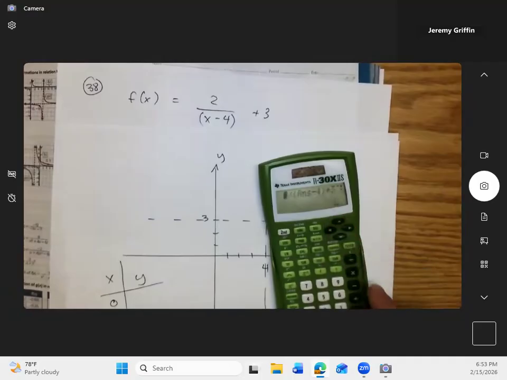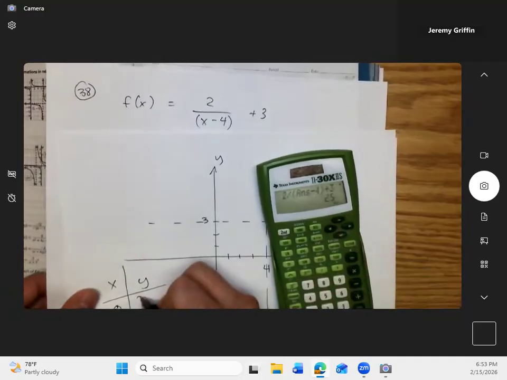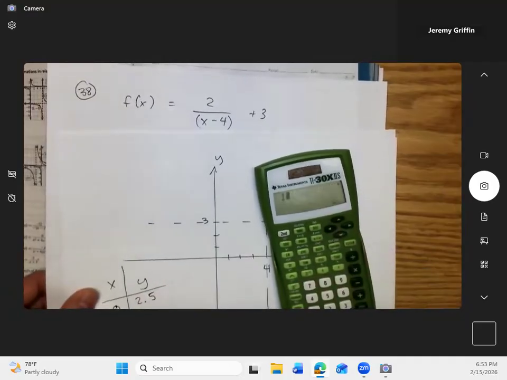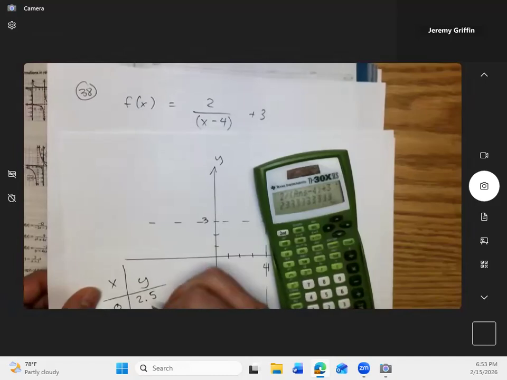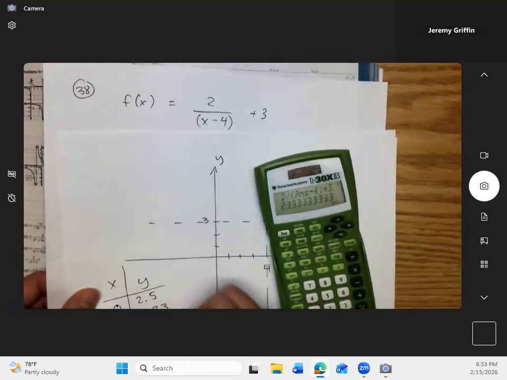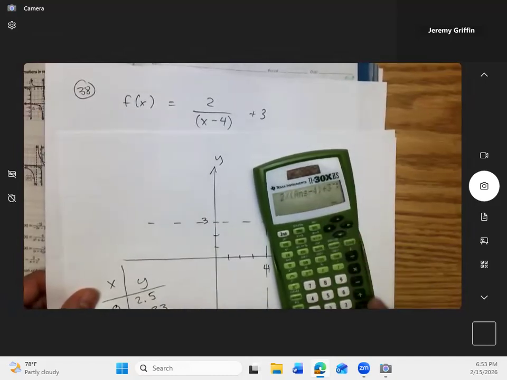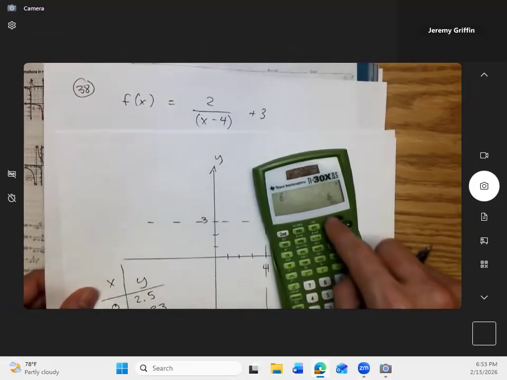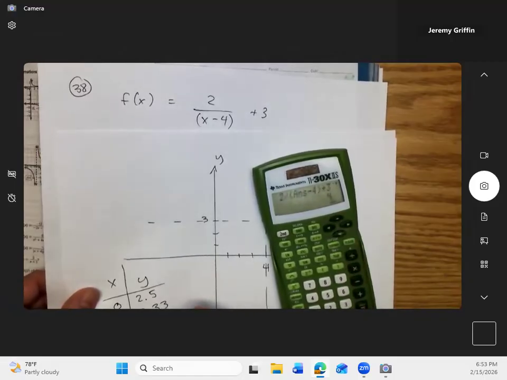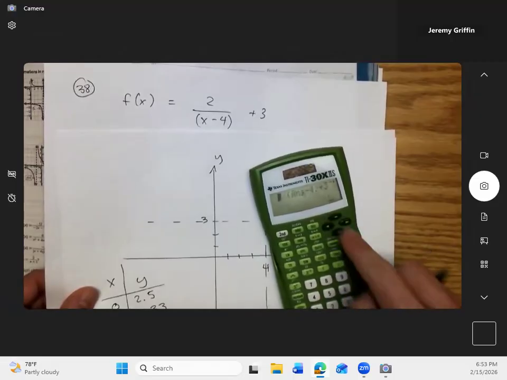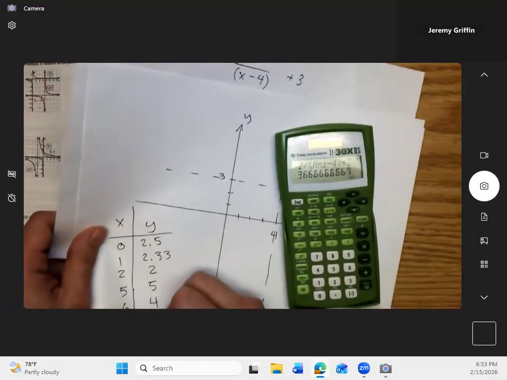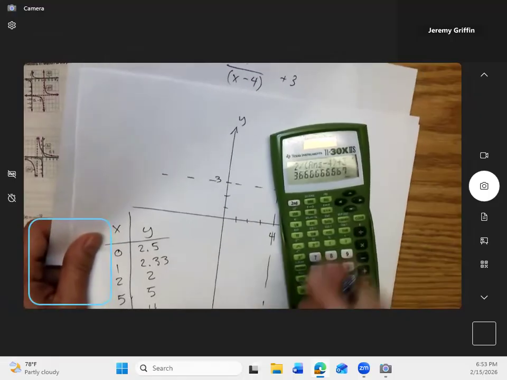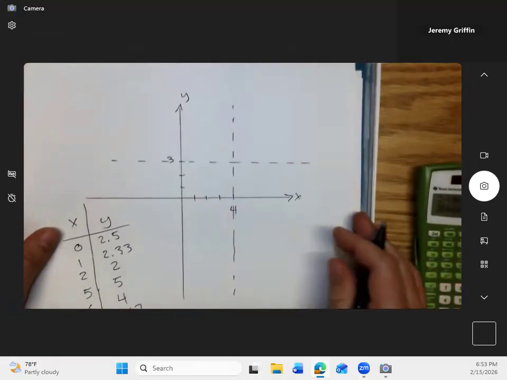Plug in 0 to this expression, you get 2.5. Plug in 1, I get 2.33. Plug in 2, I get 2. Plug in 5, I get 5. Plug in 6, I get 4. Plug in 7, I get 3.67. That should be enough points to tell the story.